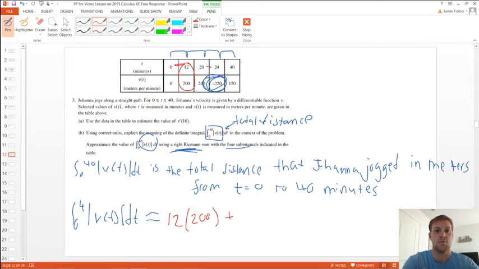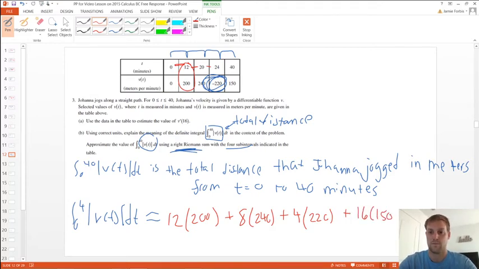plus the distance from 12 to 20 is 8. So that's going to be 8 times 240, the right value, plus from 20 to 24 is 4 times. Now instead of negative 220, that's going to be positive 220 because we're doing absolute value. And then plus the distance from 24 to 40 is 16 times 150.